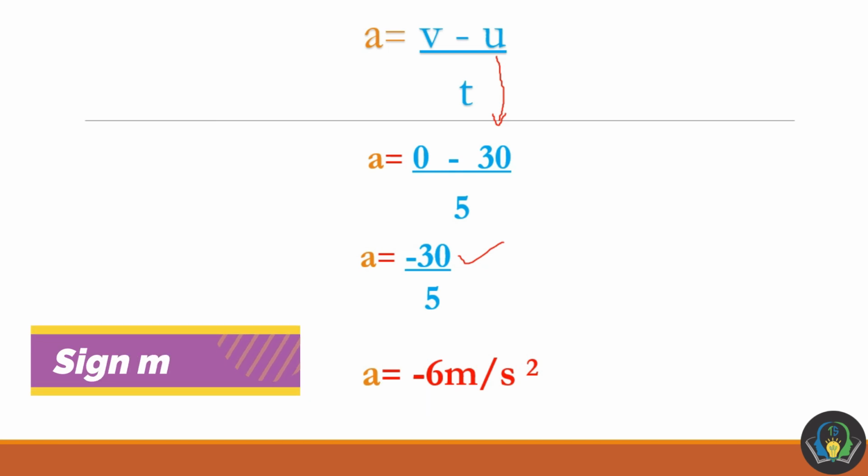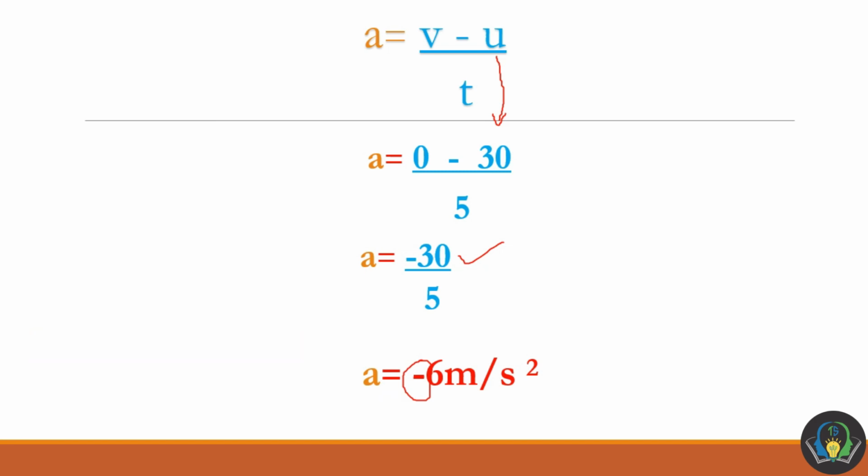Now this negative sign which you are able to see over here proves that the brakes were applied. So acceleration can be negative. When the brakes are applied, any moving object will be reducing its speed, hence your V will be lesser than U. So this negative sign will appear in the answer, and that is completely normal.